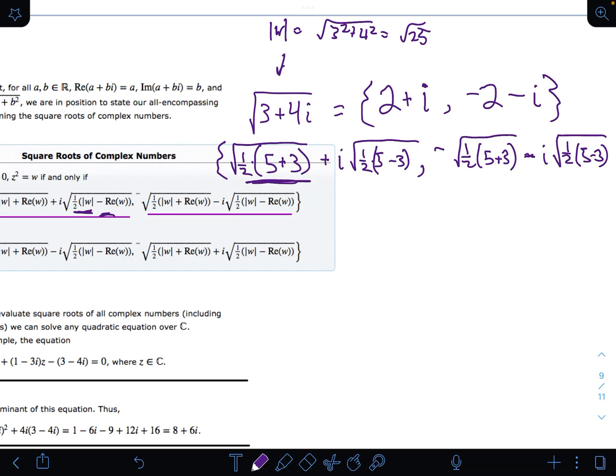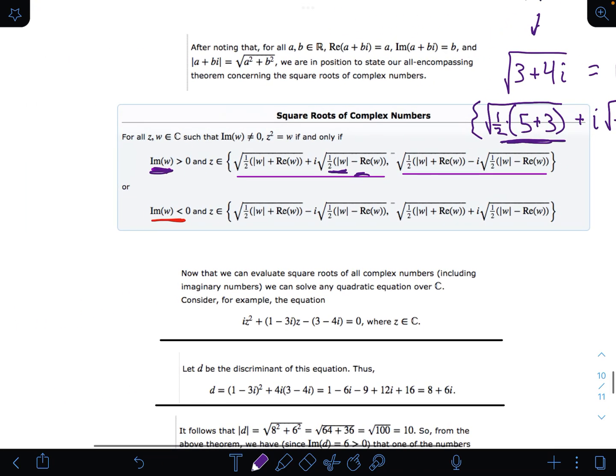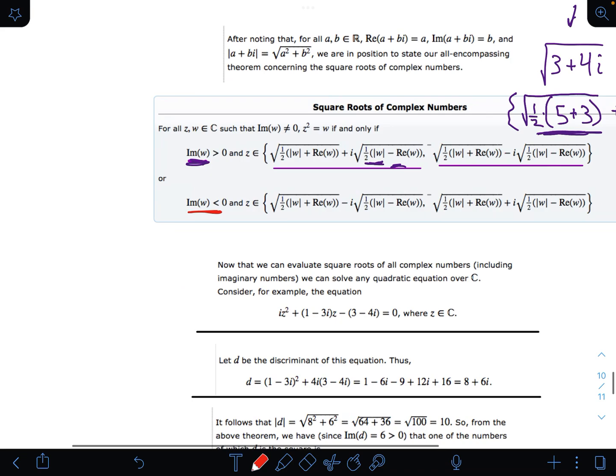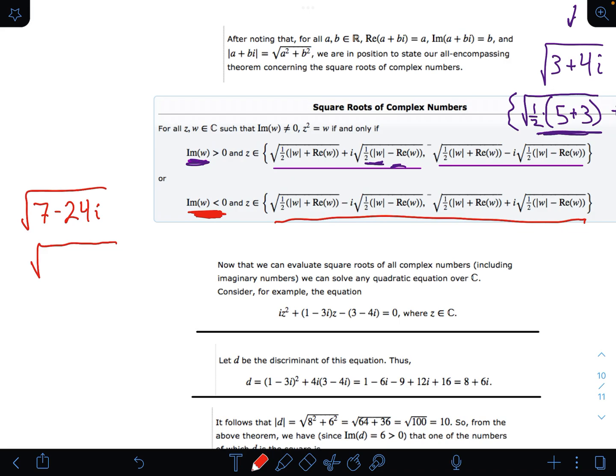So now let's do this one over here, on this side of the notes. Let's say I had the square root of 7 minus 24i. And I chose minus 24i because now I've got something where the imaginary portion is less than 0. You understand? So now I've got to use this whole formula. Yes, you would absolutely have this available to you on your notes when you're taking a test on this. It's a lot to try to memorize, especially here in May. But anyway, I'll just do 1/2 of, and now the absolute value of this.